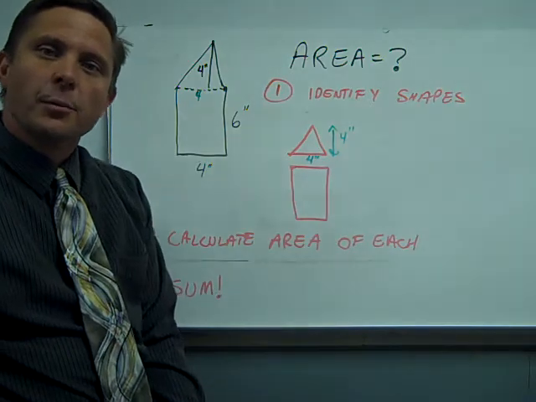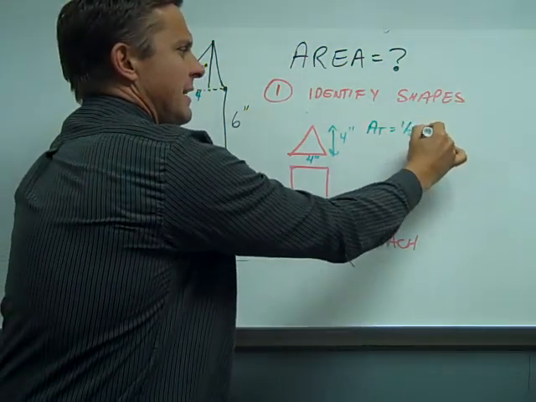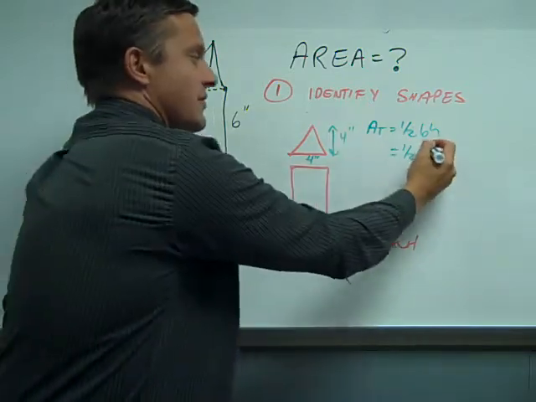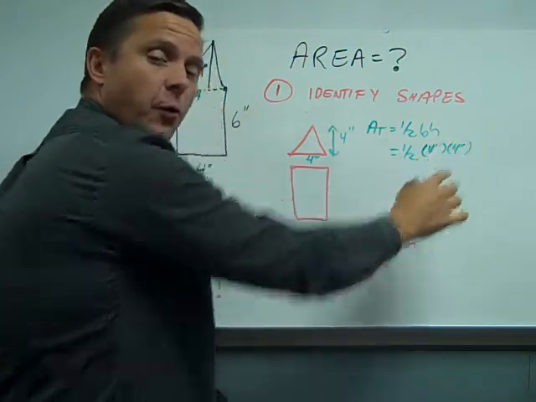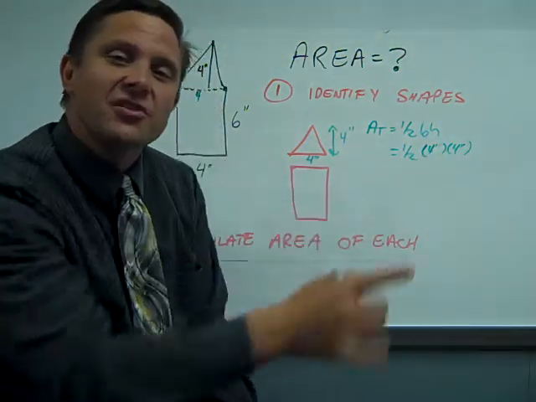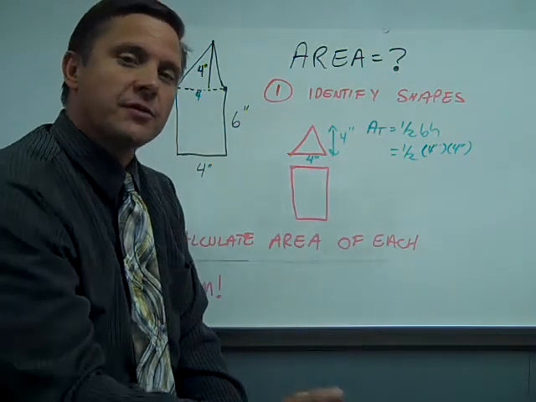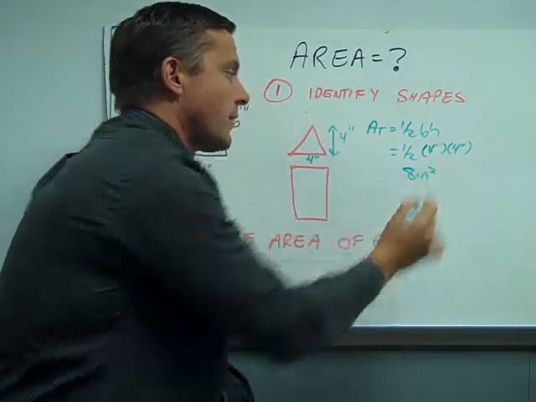Well, now I can use my formula. Area of a triangle is 1/2 base times height. The base of this triangle is 4 inches, and the height is 4 inches. 4 times 4 is 16. Inches times inches is inches squared. 1/2 of 16 is 8, so I have 8 inches squared.